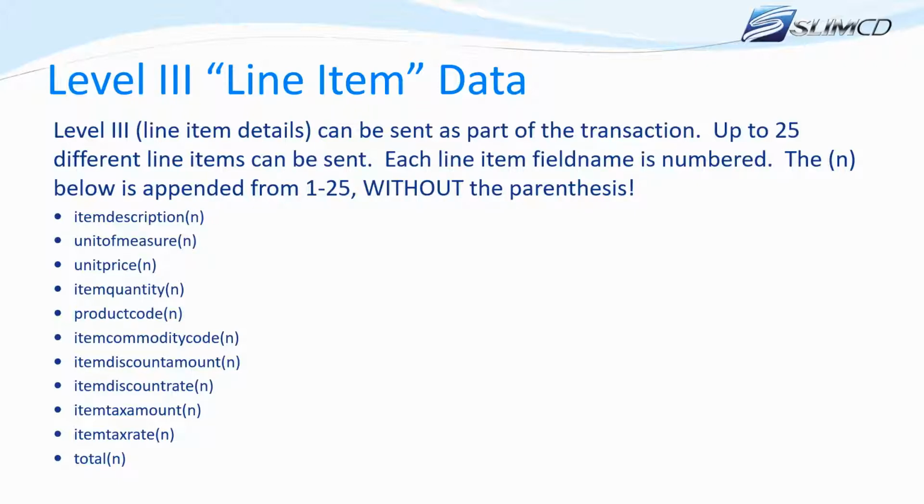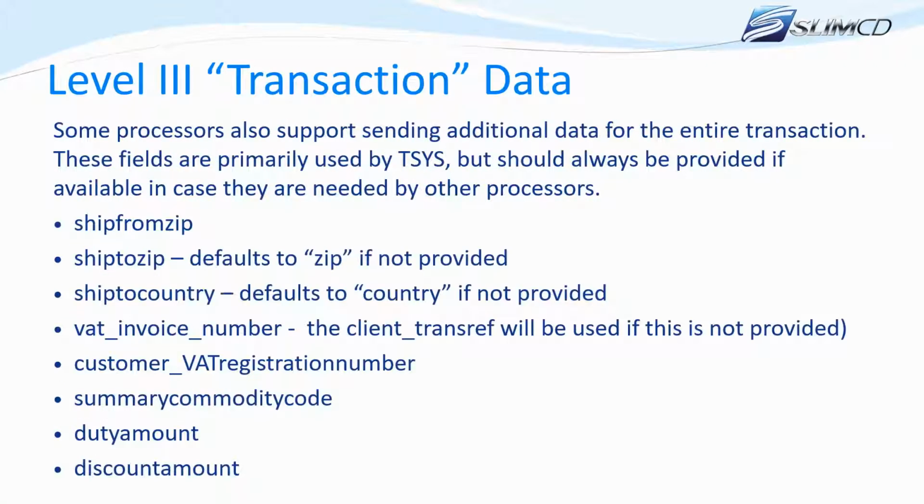Then when you're sending the second one, it would be item description 2, unit of measure 2. So you'd send just the number where I have the N there in parentheses. So you want to specify all those things for each line item, and you can have up to 25 of them. So if you're sending us specifically the details for that purchase, you can have all those items in there, and then they need to total up and match to the total for the order.